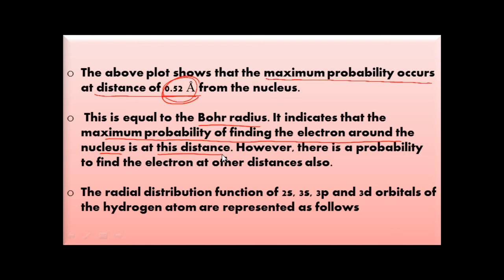At the particular distance we have the maximum possibility of finding the electron. So there is a probability of finding the electron at other distances also. So the radial distribution functions of 2s, 3s, 3p, 3d orbitals of the hydrogen atom are represented as the following. So now we are going to draw the graphs for the 2s, 3s, 3p and 3d orbitals. From the graph we can find the number of nodes and number of maxima.